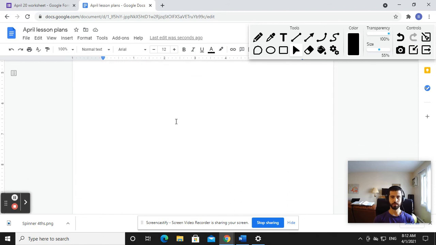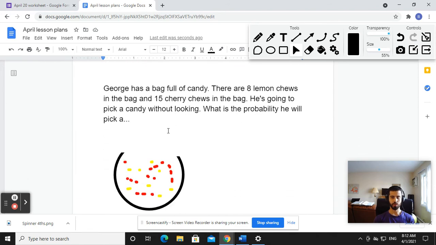Now moving on, George has a bag full of candy. There are 8 lemon chews in the bag and 15 cherry chews in the bag. He's going to pick a candy without looking. What is the probability that he will pick a, we'll say, cherry chew?